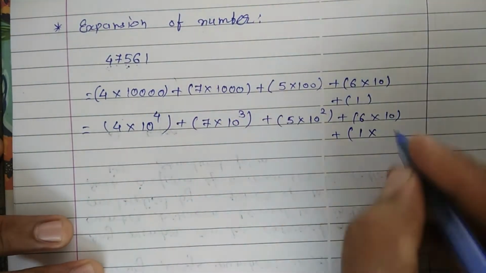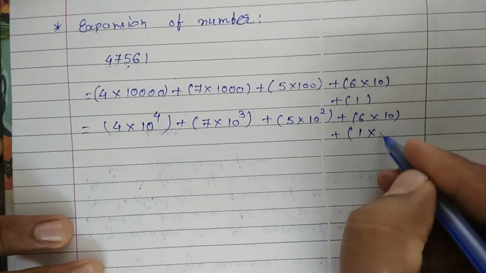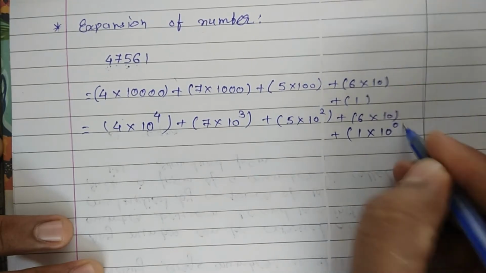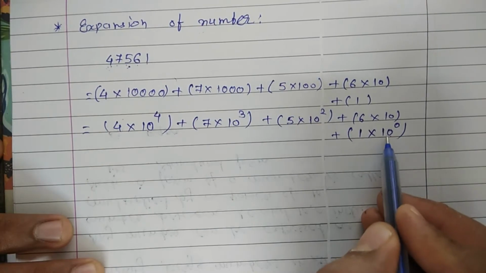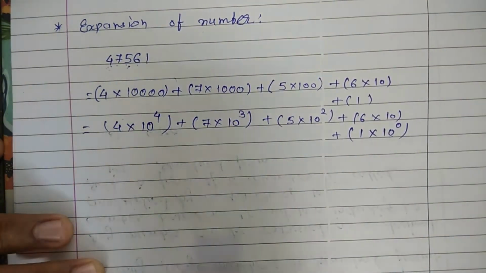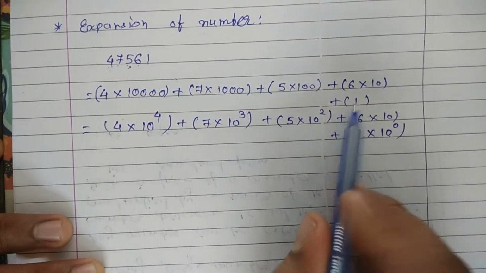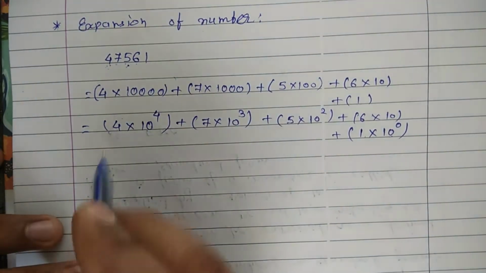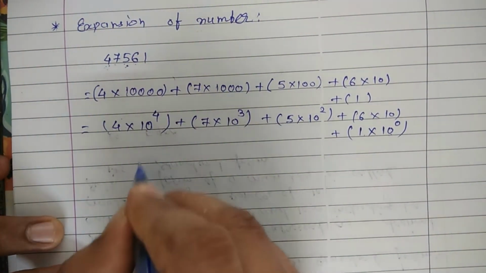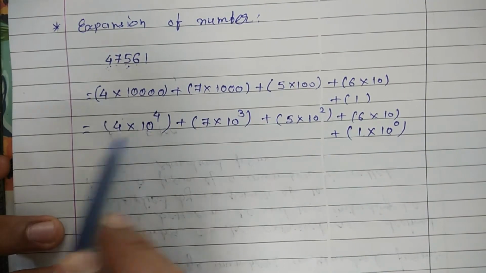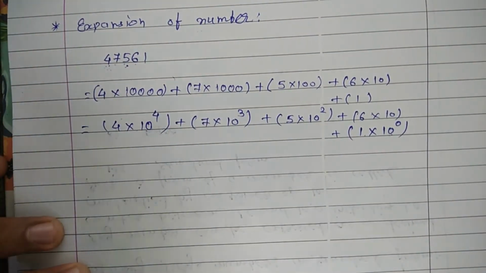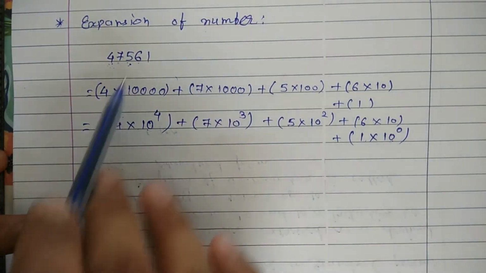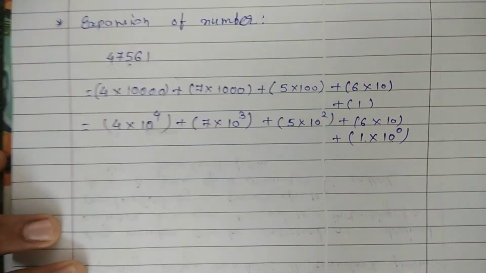multiplied by 10 raised to the power of 0. As we know, for any number if the power is 0, the answer is 1. 1 multiplied by 1, we will get 1 only. So this is called the expanded form of the number 47,561. This way we have to expand the number which is given.